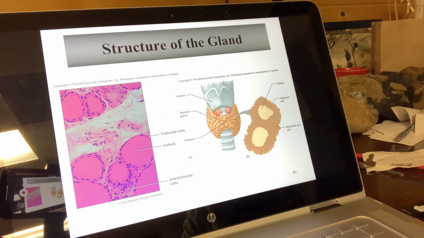Here's the thyroid cartilage of the larynx. The cricoid cartilage is here, and here's the thyroid gland. It has two lobes connected anteriorly by what's called an isthmus.